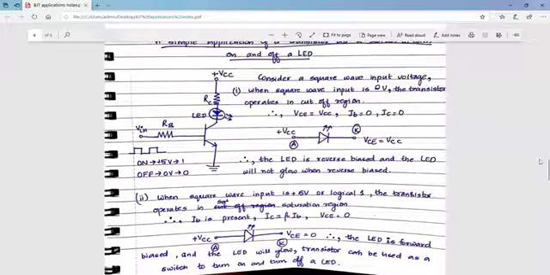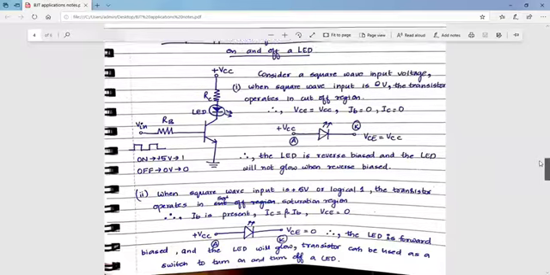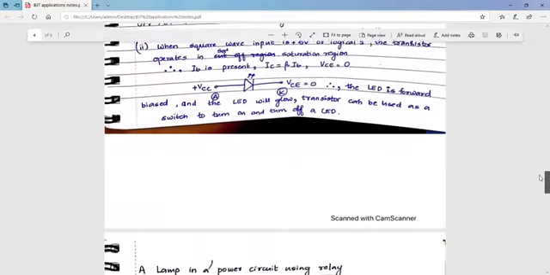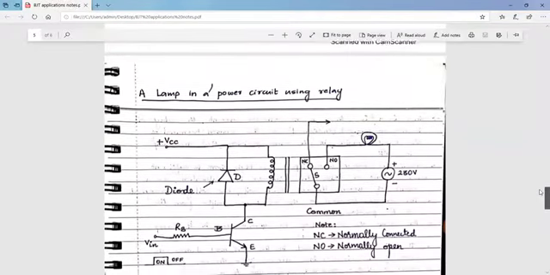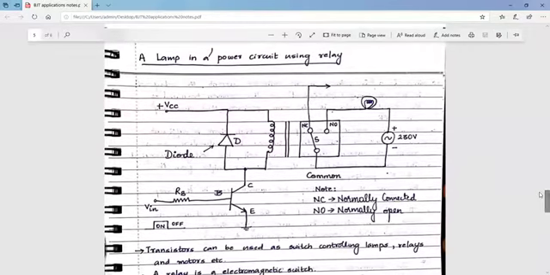Clear? Now let us see the last topic in the transistor applications, that is a lamp in a power circuit using a relay. Clear? So here, if you closely observe the circuit, again we are going to give a square wave, that is off and on, right? That is 0 volts and plus 5 volts, right? So we are going to give input, and when it is off, the input is equal to 0 volts.